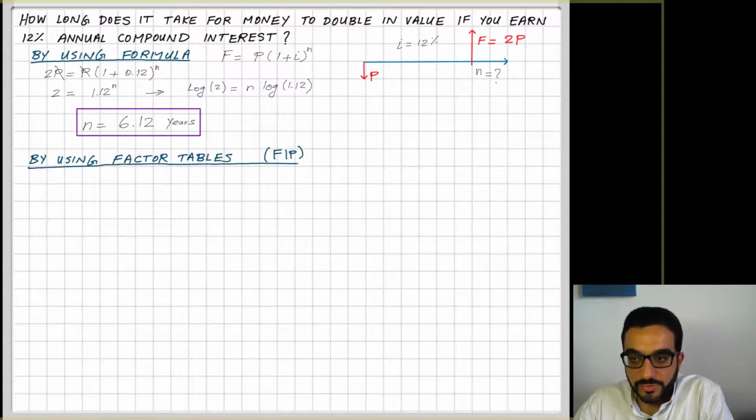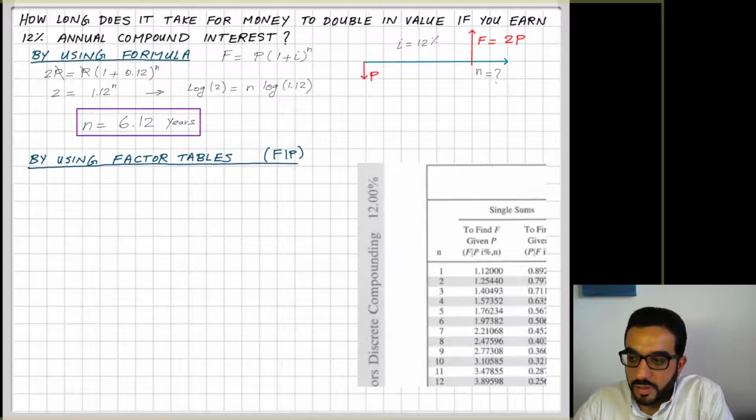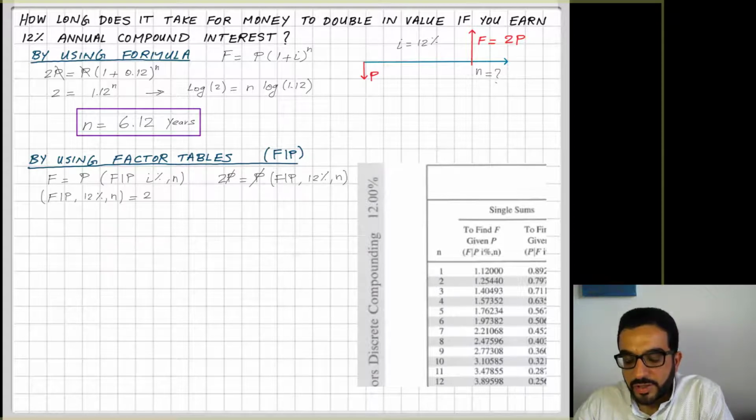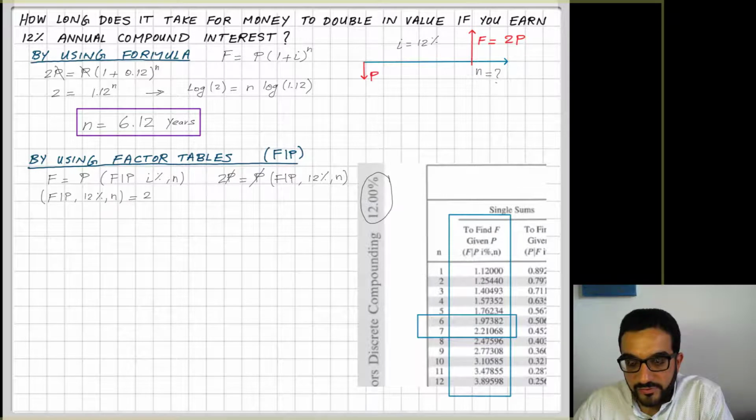Now you can also use the tables. So F given P column and page 12%, and my future value would equal the present value times that factor that I don't know, because I don't have n to figure out what row to use for that page 12% and column F given P. So now my factor is unknown. I know it's equal to 2. So the idea is, in this column of F given P factors, I need to look for a value that's equal to 2.